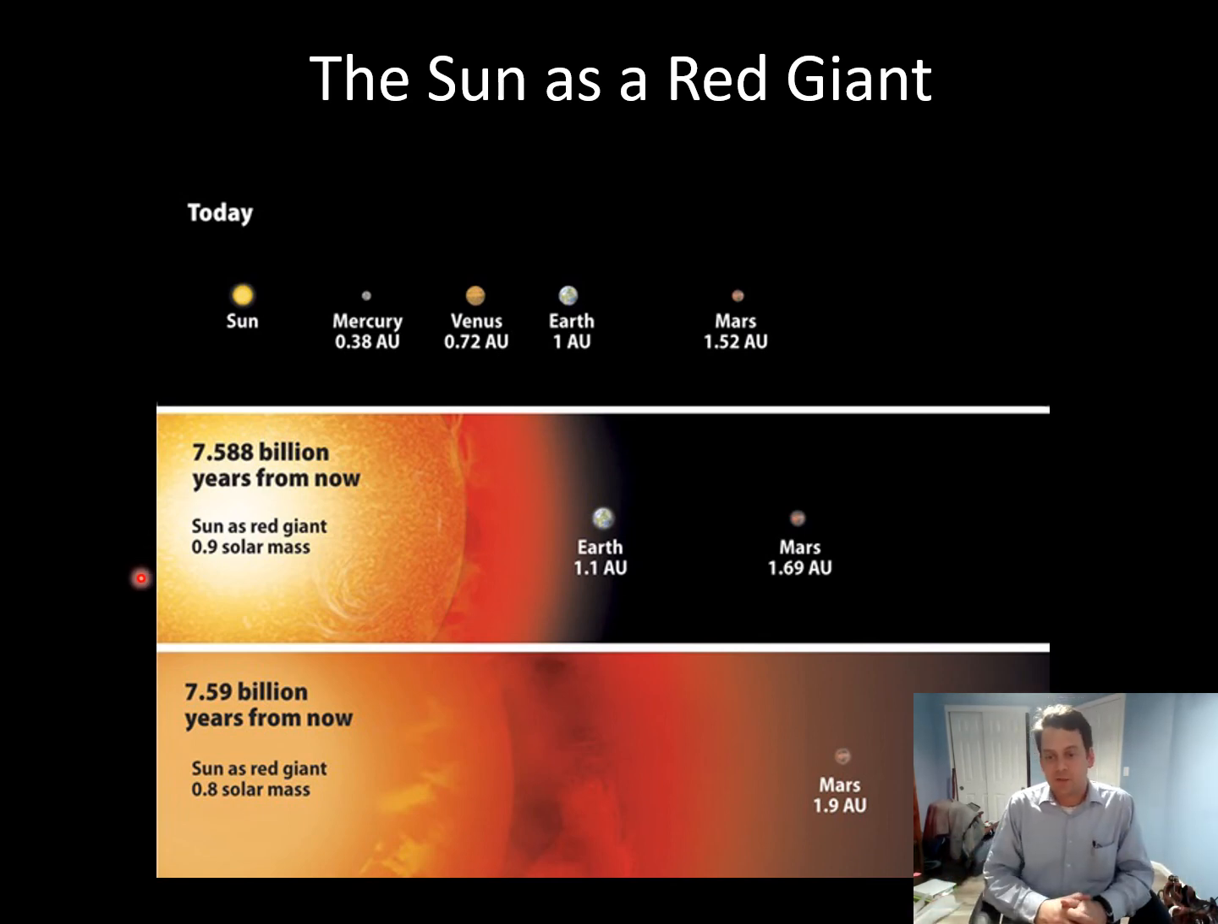But you calculate it precisely, and at that point, the sun will be a red giant that will be a little less massive because it will have lost some of its mass out into interstellar space. So it'll be about 90% as massive as it is now, and you can see that it's starting to get less comfortable here because it is growing. But you go just a little bit longer, right? You go from 7.588 billion years to 7.59 billion years.